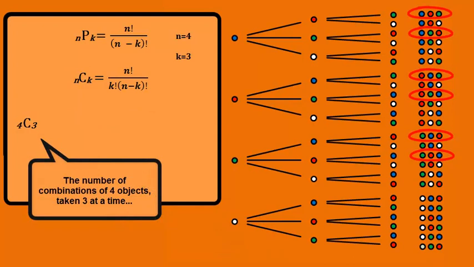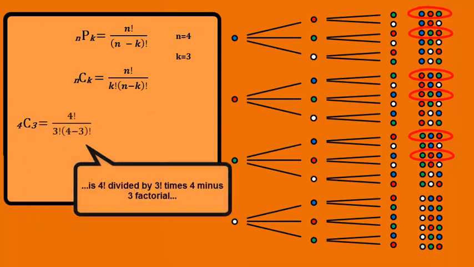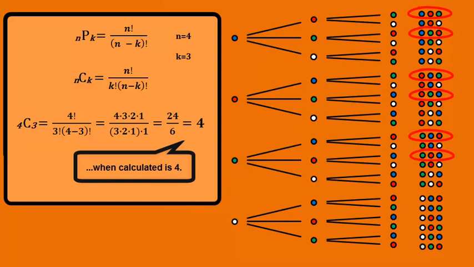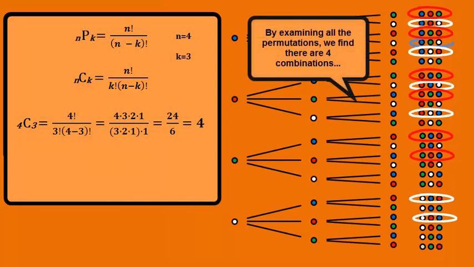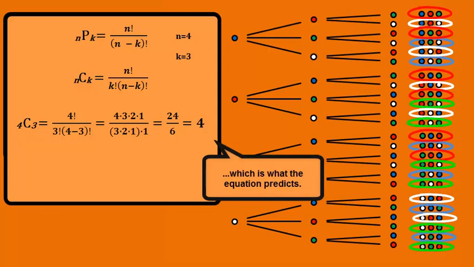The number of combinations of 4 objects taken 3 at a time is 4 factorial divided by 3 factorial times 4 minus 3 factorial, which, when calculated, is 4. By examining all the permutations, we find that there are 4 combinations, which is what the equation predicts.